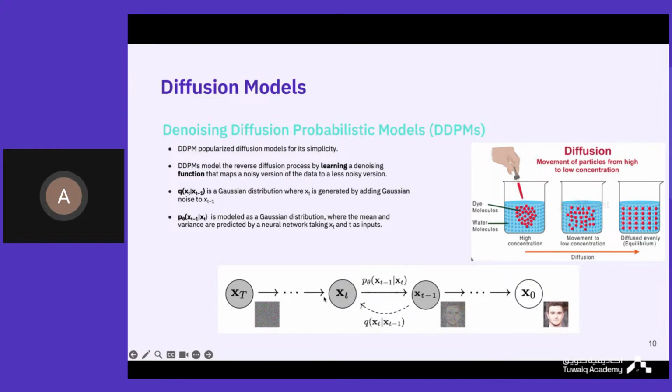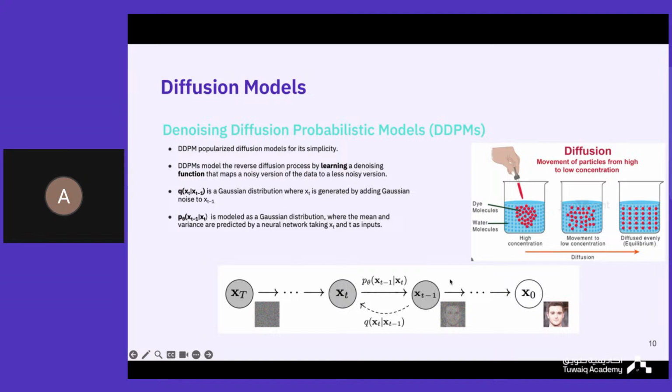And for the reverse process, the denoising process, we can see that our distribution is being parameterized by theta, meaning that this distribution is being estimated through the weights of a neural network, theta here representing the weights of the neural network. And it's also modeled as a Gaussian distribution, where the mean and variance are predicted by the neural network.